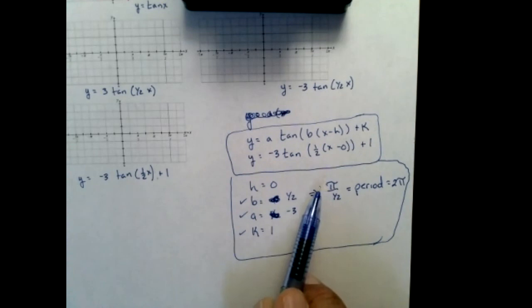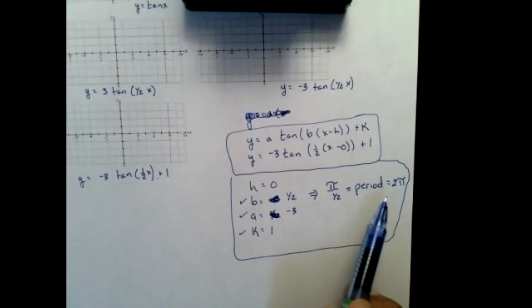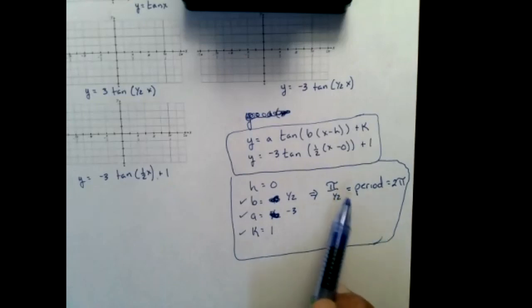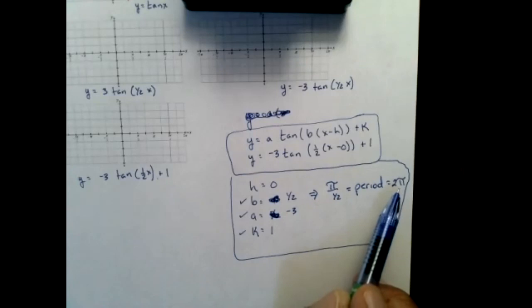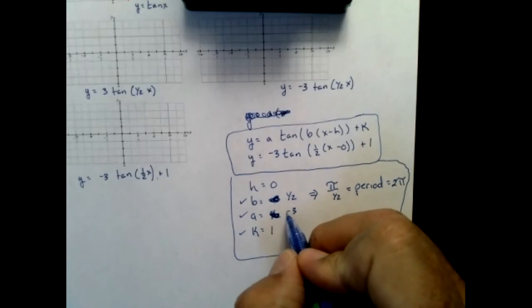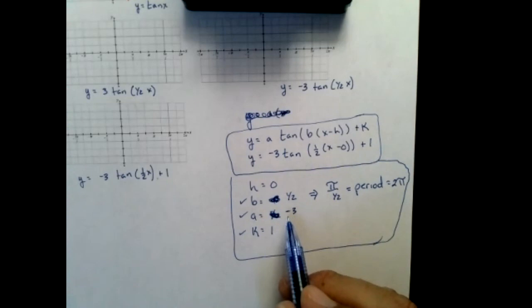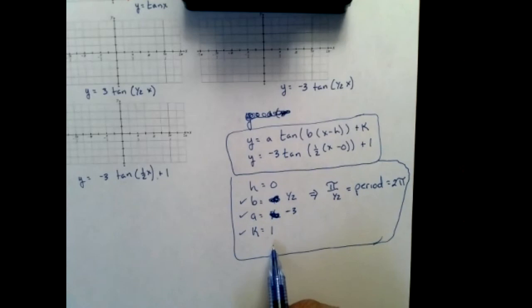Remember, we're dealing with the tangent, so the period is pi over b. Dividing by 1/2 is the same as multiplying by the reciprocal, so I have a period of 2 pi now. My A is -3, so the y values are going to triple, and then they're going to flip. When my A was negative, it flipped. Finally, my K is 1. So I'm going to do my parent function, then the A of 3 first, then flip it, and then my K.